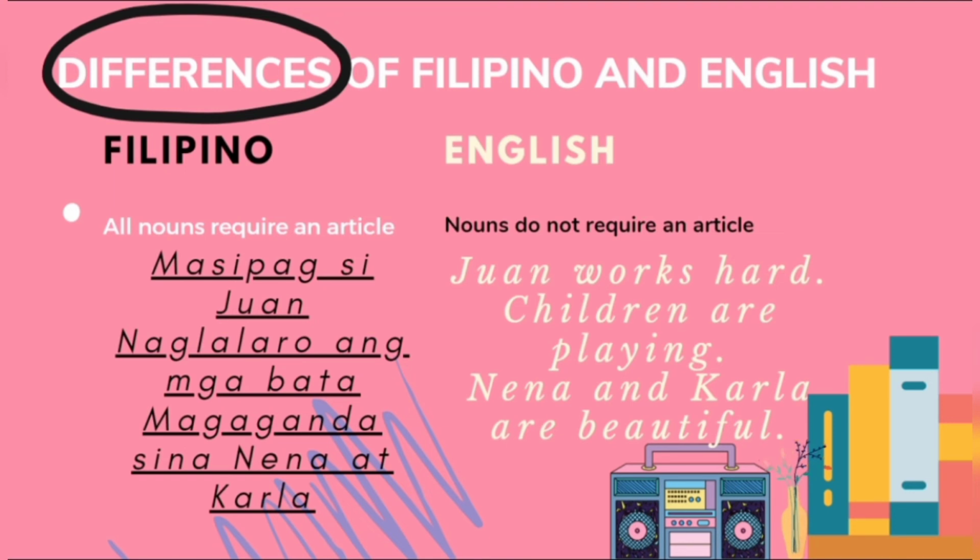And last, magaganda sina Nena at Carla. We cannot delete sina because it will sound weird. Magaganda Nena at Carla. So you really have to add the word sina. Magaganda sina Nena at Carla. While in English, we don't need the article. We can simply say, Nena and Carla are beautiful.